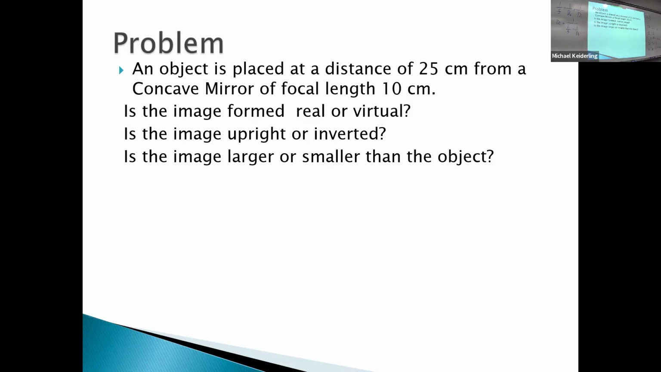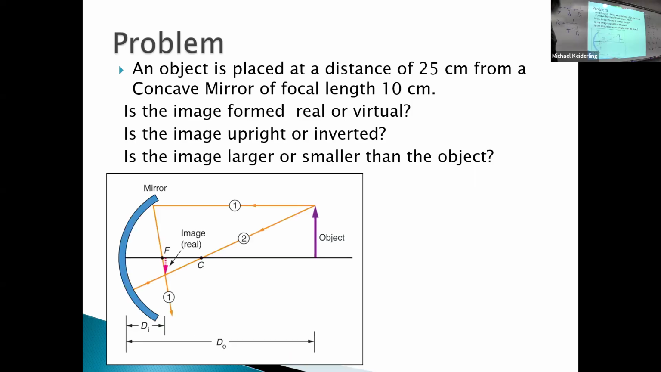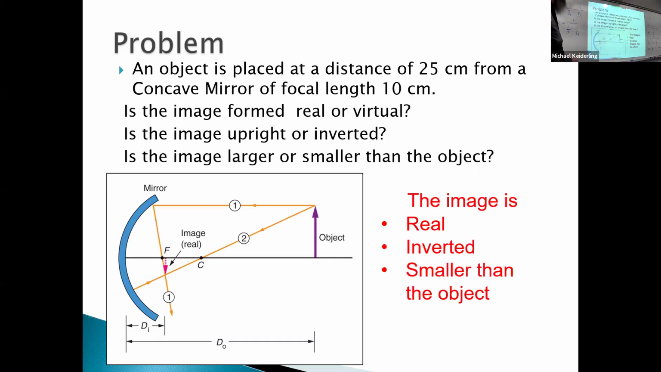So this is forming an image when the object is beyond the center of curvature. It looks something like this. The distances aren't exactly right. So the image will be real, inverted, and smaller than the object.